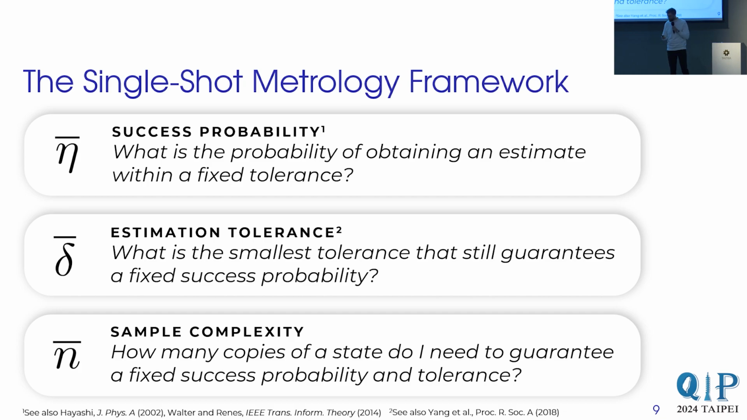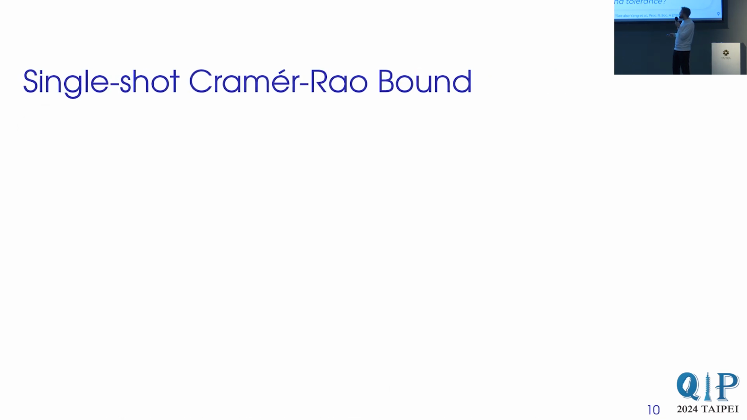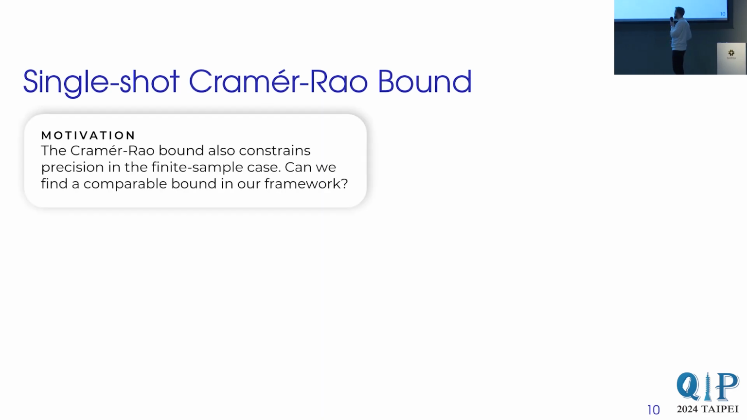So all of them are very important. And I want to conclude the technical part of the talk by showing you a bound on this second quantity, the tolerance, because we recall that at the beginning we said this Cramér-Rao bound still bounds the precision even in the finite sample regime. So how does this reflect in our setting?